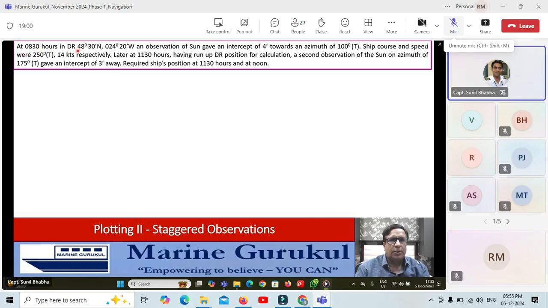At 0830 hours in DR 48 degrees 30 minutes north, 024 degrees 20 minutes west, an observation of sun gave an intercept of 4 minutes towards an azimuth of 100 degrees true. Ship course and speed were 250 degrees true at 14 knots. Later at 11:30 hours, having run up DR for calculation, please pay attention to the phrase, having run up DR for calculation, a second observation of the sun on azimuth of 175 degrees true gave an intercept of 3 minutes away. Required ship's position both at 11:30 hours as well as at noon.